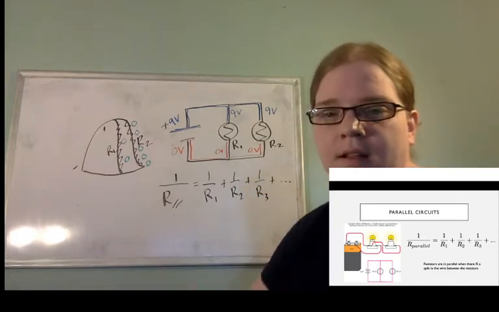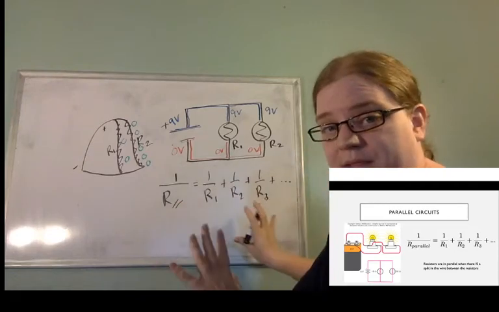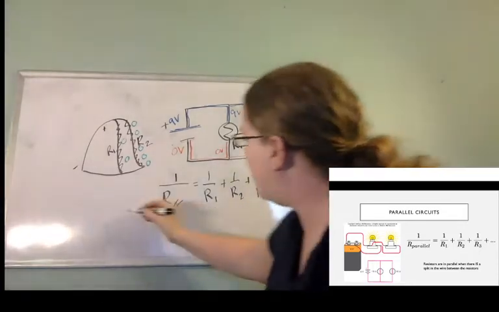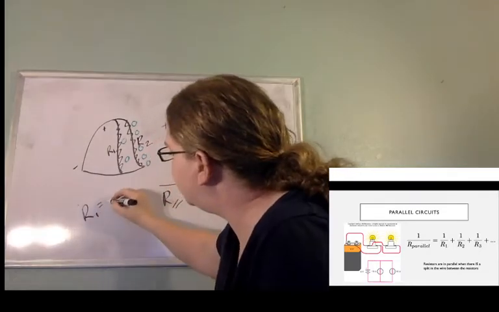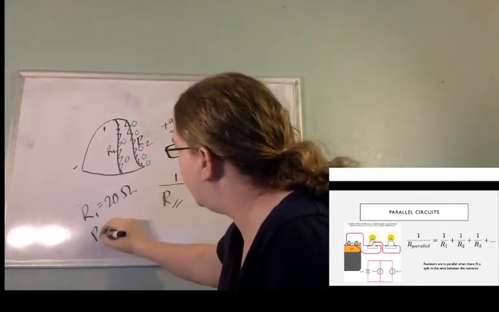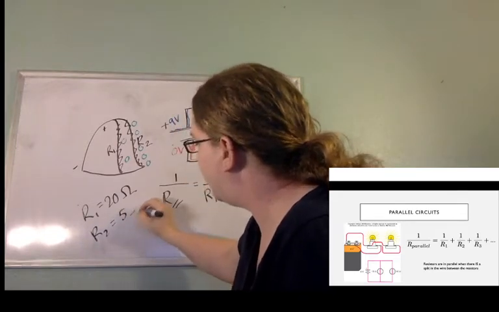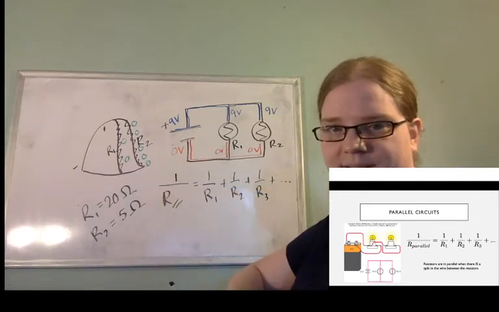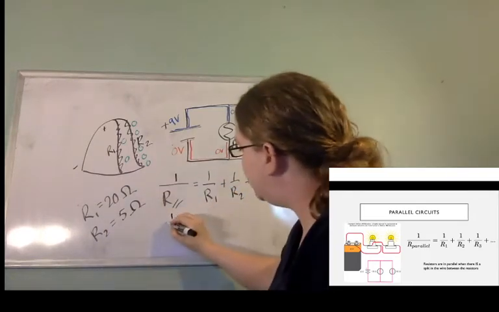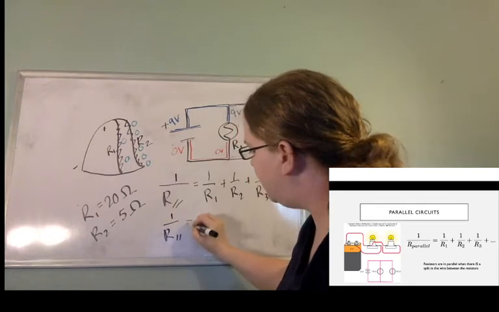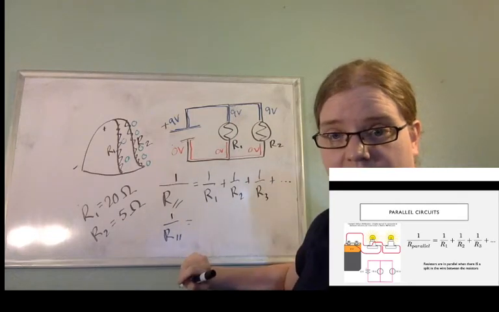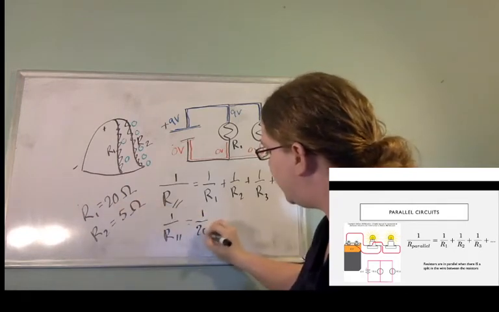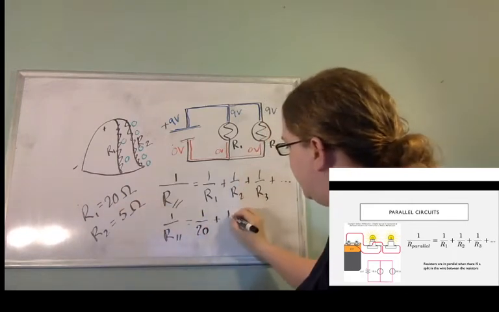Okay. Let me do an example just of this. Let me just make up some numbers. Let's say R1 equals 20 ohms and R2 equals 5 ohms. Okay, so I have a bigger resistance and a smaller resistance. What I would plug in here is, I'm looking for 1 over R parallel, so I'll leave it as 1 over R parallel to begin with. And then I'm going to plug in, well, 1 over R1 is 1 over 20, plus 1 over R2 is 1 over 5.